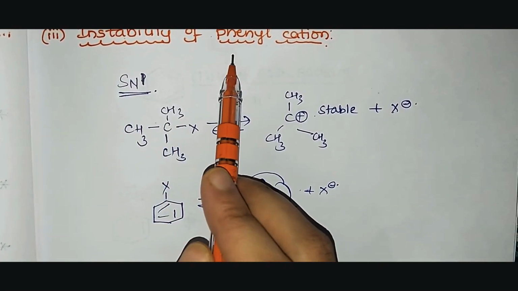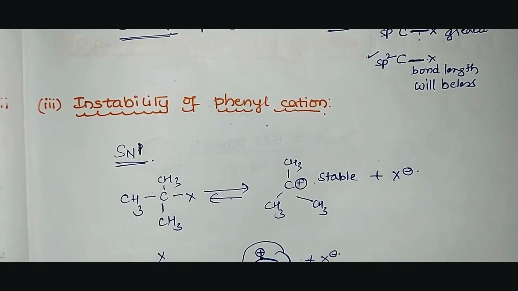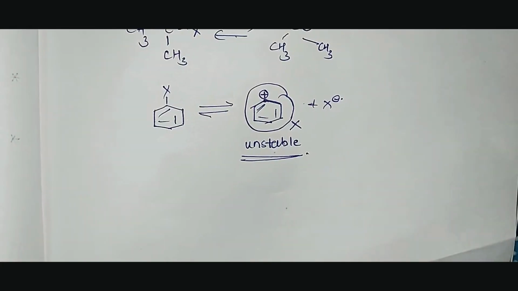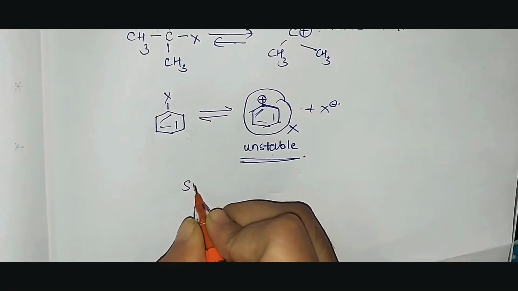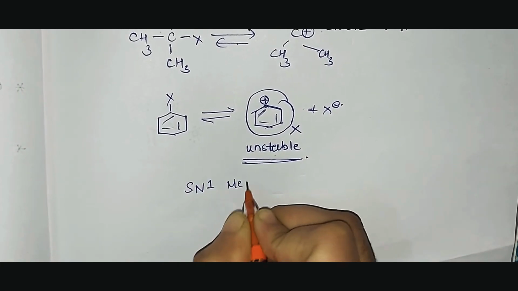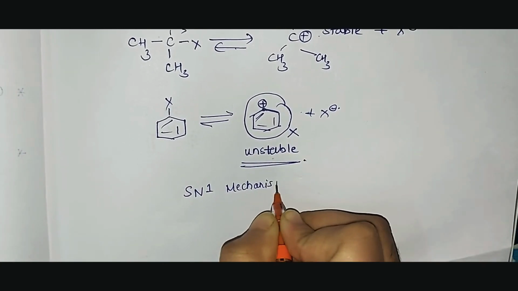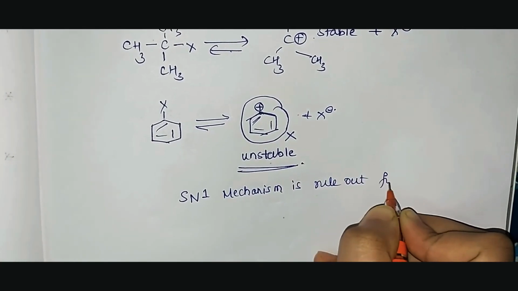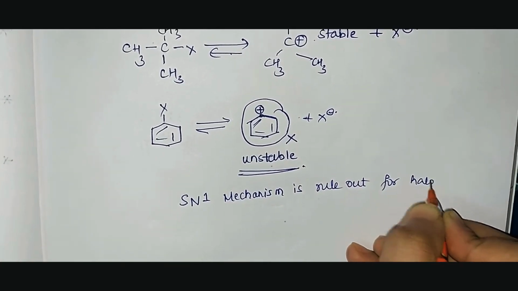So instability of phenyl cation is another reason why aryl halides are less reactive towards nucleophilic substitution reaction. And since it is unstable, SN1 mechanism is ruled out for aryl halide. It means that it cannot be carried out for aryl halides. So the other reason was instability of phenyl cation.